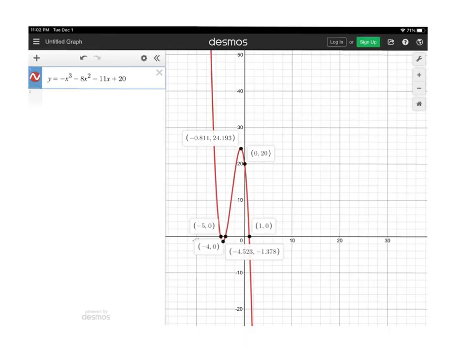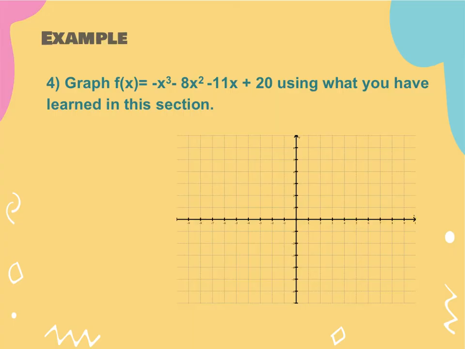So the next graph we're going to be graphing is negative x cubed minus 8x squared minus 11x plus 20. So again, I've included the Desmos. Here are my zeros, -5, -4, +1, and then my y-intercept up here at 0, 20. So let's go ahead and do this by hand. I'm going to use +1 in my synthetic division.